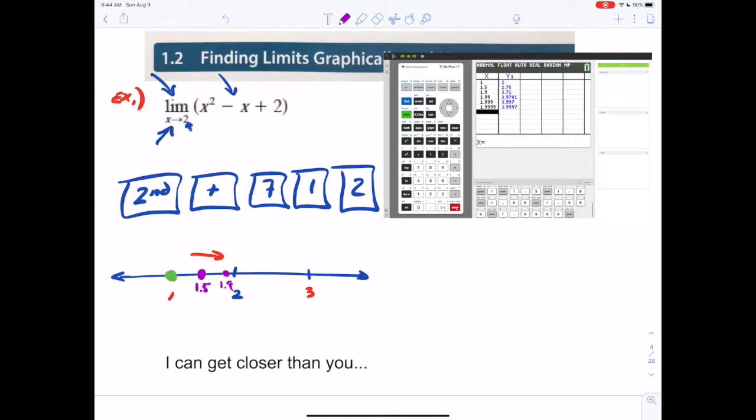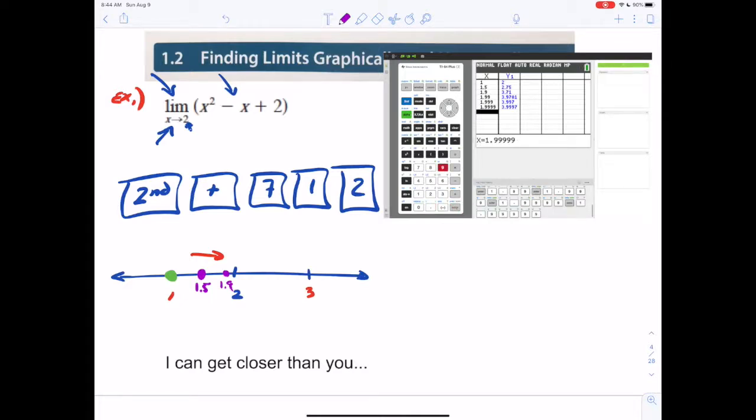Notice with your blue y values, as x gets really close to 2, the y values are getting really close to what number here? You notice it's getting really close to the number 4. Notice how it's like 3.999, 3.997. It's getting really close.